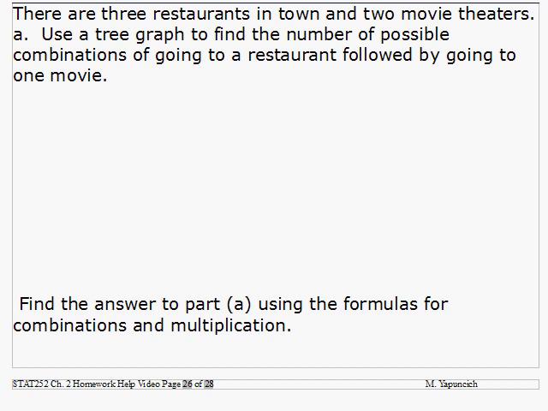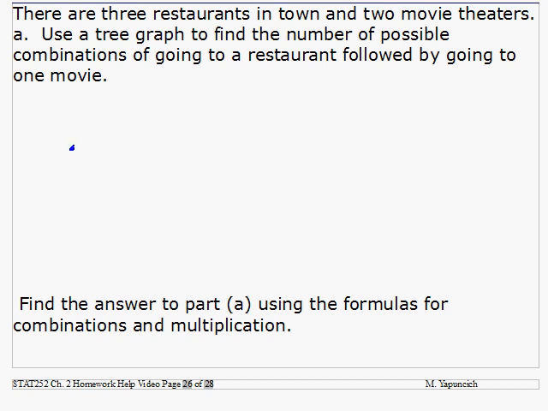In this case, we're going to use that tree diagram. You can find some in the textbooks. It only works if you have very small numbers, of course. But let's find, we're looking for combinations, and we've got 3 restaurants and 2 movie theaters, and you want to go to, say, 1 restaurant and then 1 movie.